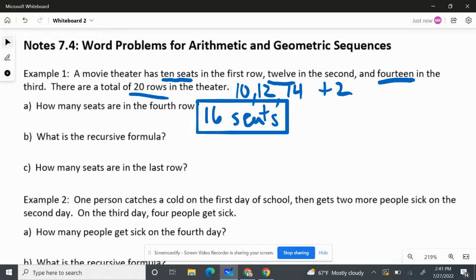Now, we're going to write the recursive formula. So that would be a sub 1 equals 10, comma, a sub n equals a sub n minus 1. And then I'm adding 2 each time, so I put a plus 2.